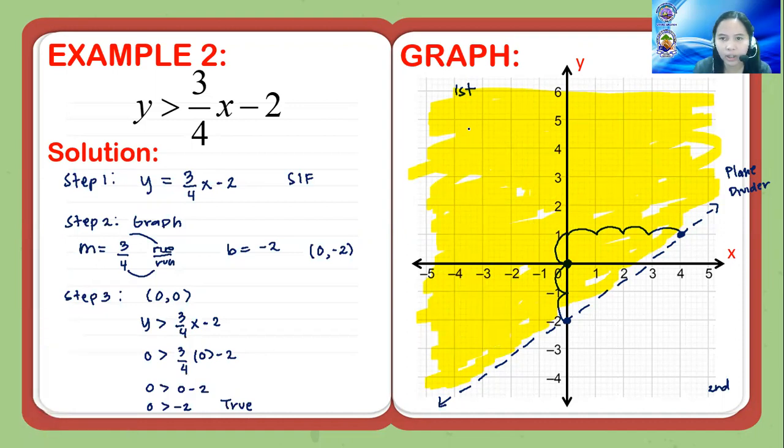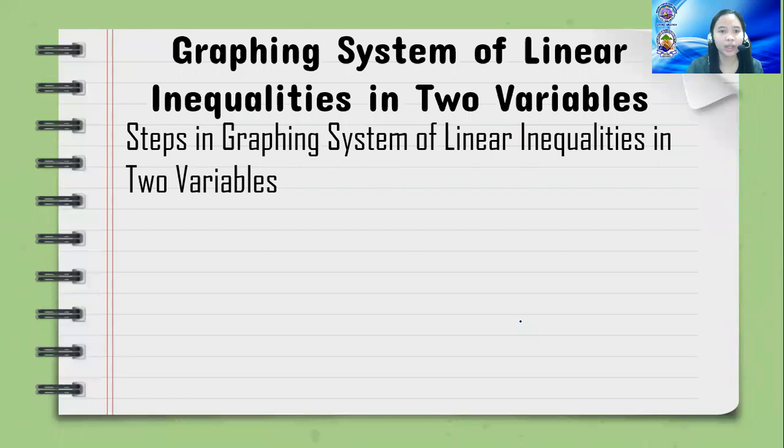So we will just write solution set. So this area is the solution set, and this is the graph of the linear inequality y is greater than 3/4 x minus 2. Okay? So that's how we graph linear inequalities. Now, let's discuss how to graph a system of linear inequalities. Okay? So here are the steps.